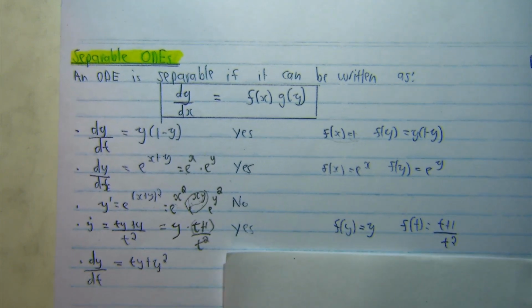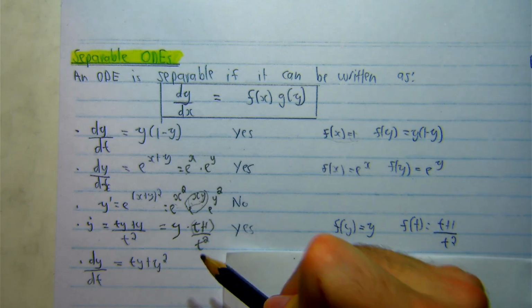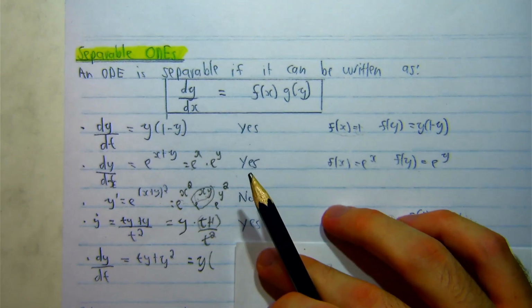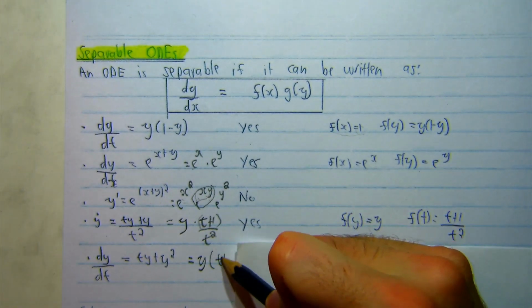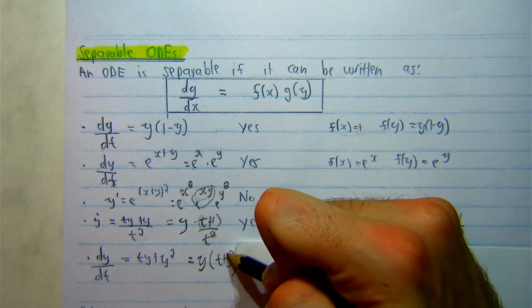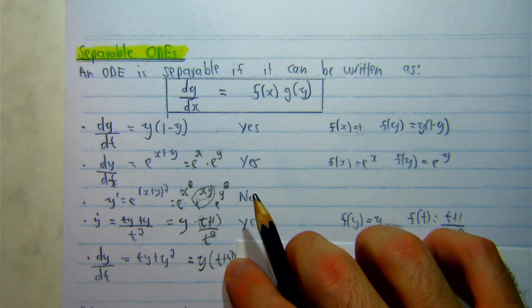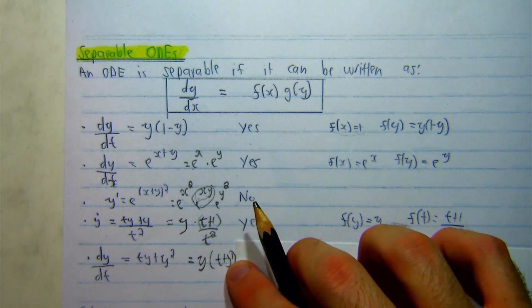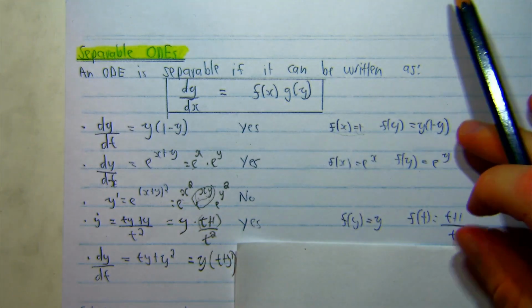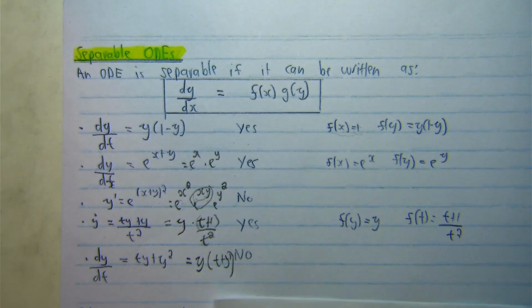And then our last function here, we have ty plus y squared. If we were to factor out the y, we have y multiplied by (t plus y). In this case, we have a problem because that t plus y is now a function of both t and y, not distinctly t. And so we cannot separate it out. So that last one is not separable.